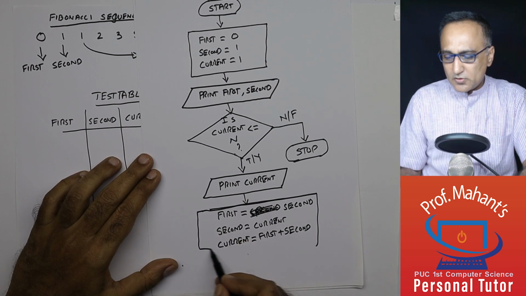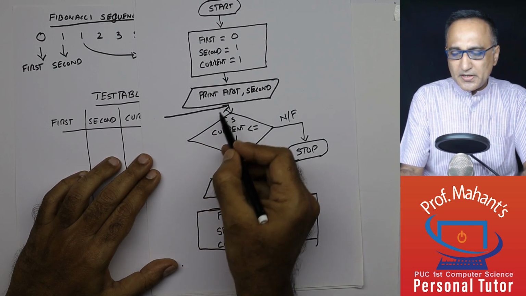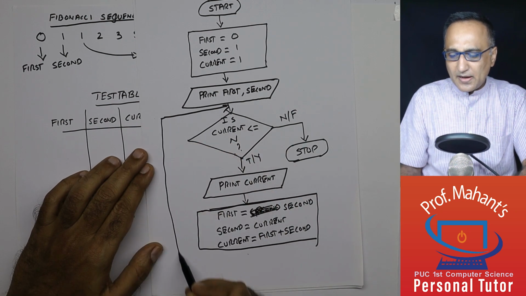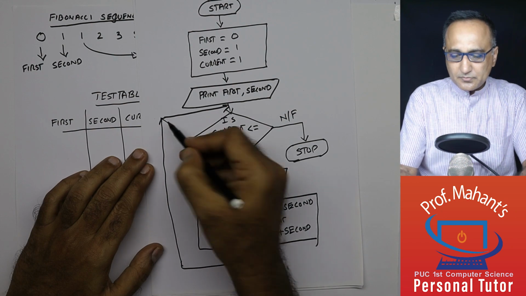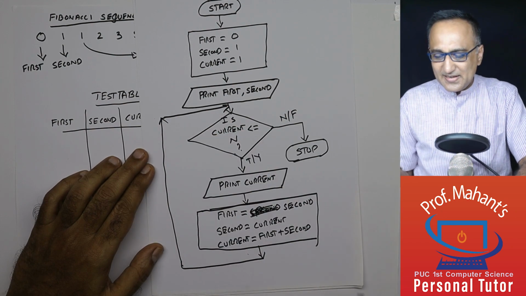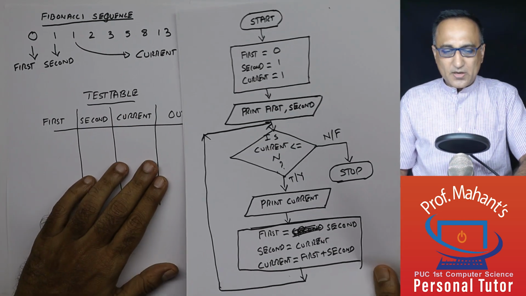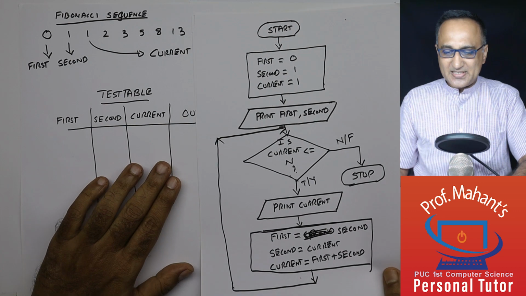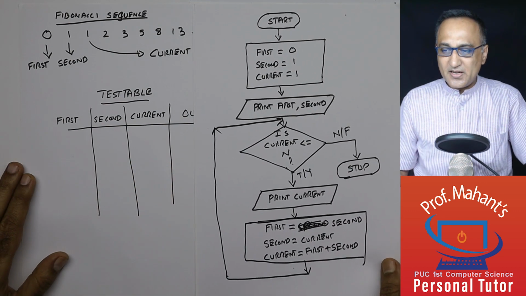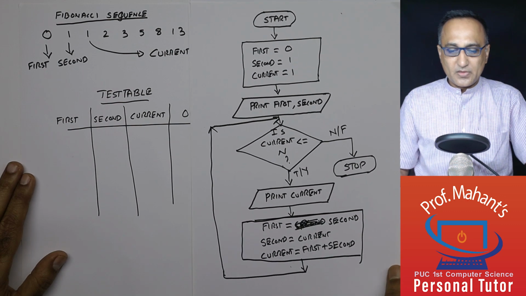All right, so this process keeps happening. Now how long should this particular calculation happen? As long as the value of first is less than current. All right. So now let's try to understand this flowchart by trying to do a little bit of testing. That's how we are going to understand whether our logic happens to be correct or wrong.